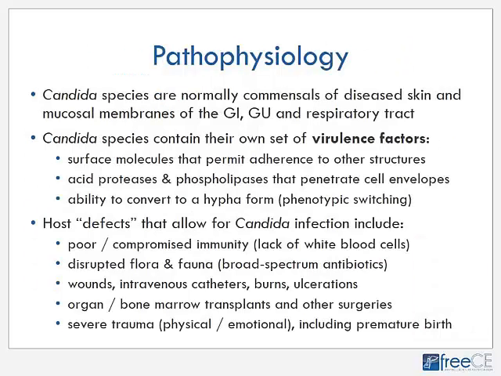Candida species are normally commensals of skin and mucosal membranes of the GI tract, the GU, and respiratory tracts. Candida species contain their own set of virulence factors. For example, they have surface molecules that can adhere to other structures, for example, mucous membranes. They release acid proteases and phospholipases that penetrate the cell envelopes, the cells especially of the mucous membranes, but also on the outside of the body, on the skin. And they have an ability to convert to a hypha form, which is referred to as dimorphism. Another term for it is phenotypic switching.